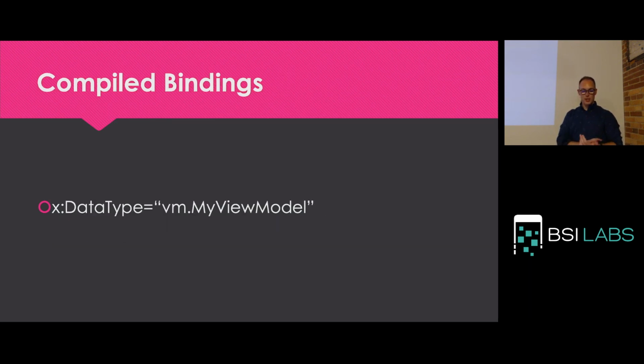Compiled bindings. You can tell your bindings in XAML what data type you're using. It makes it faster so it doesn't have to do reflection at runtime. It compiles ahead of time and will basically be hard-coded. Makes things a lot faster. Along with this, I didn't have this in here, but compiled XAML, turn on XAML compilation, makes your app a lot faster.